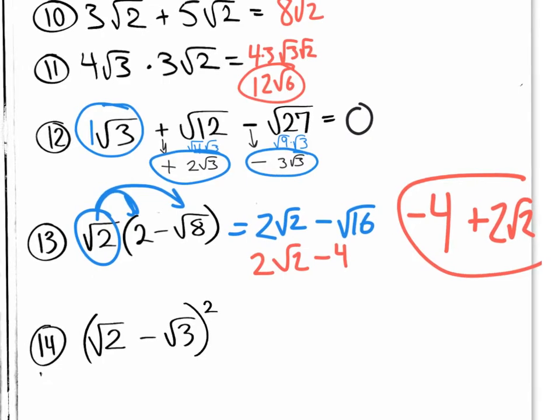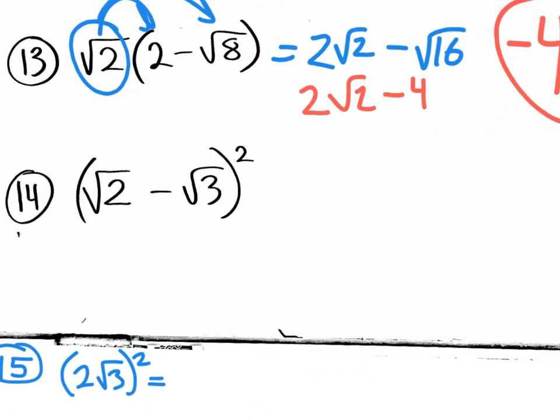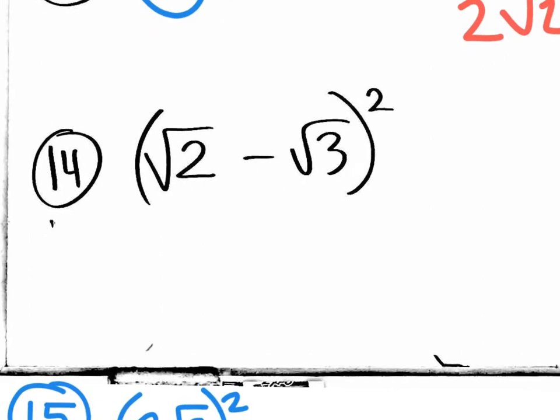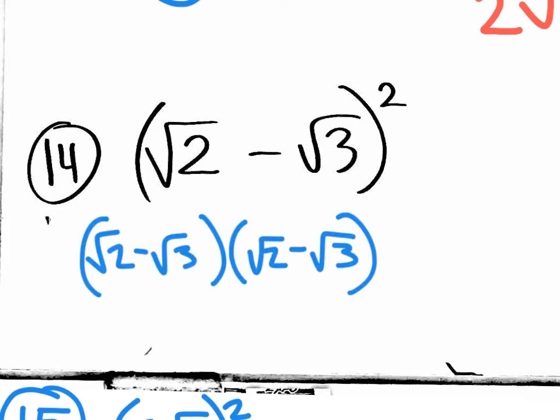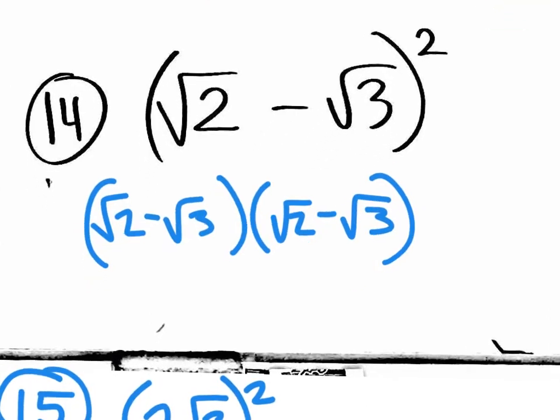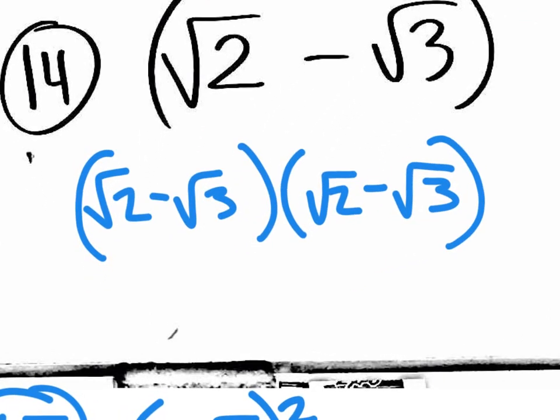Let's move on to number 14. Number 14 has a binomial, but both parts are radicals. And we're going to square it. Okay, so how do we do that? You're going to write it twice. And then you're going to distribute. So I want to distribute, what's square root of 2 times the square root of 2? That's the square root of 4, but it becomes the nice, beautiful number 2.